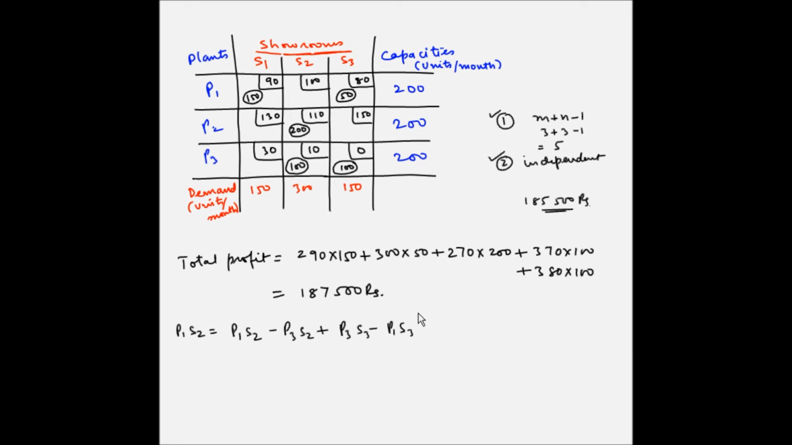Next we have to calculate the net cost change for the path. The net cost change is obtained by summing up the unit cost of each cell. So let's fill in the unit cost. So P1S2 has a unit cost of 100 minus P3S2 has a unit cost of 10 plus 0 minus 80. So 100 minus 10 is 90, 90 minus 80 is 10.